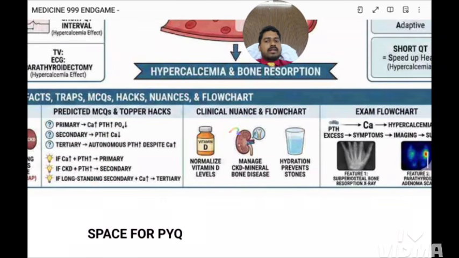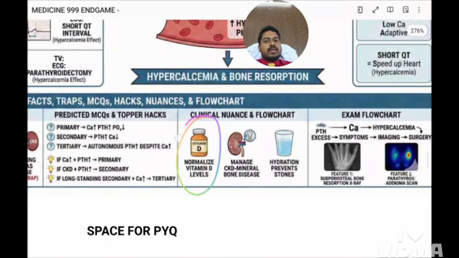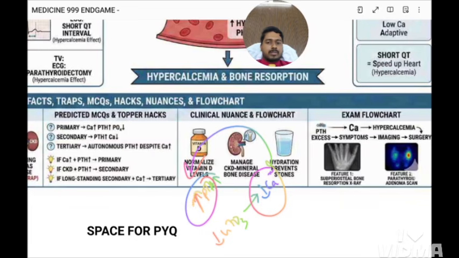Next. What are the other things? When you treat hypercalcemia or hyperparathyroidism, always check vitamin D levels, because if vitamin D levels are low, PTH is automatically going to be high, because decreased vitamin D3 levels will cause decreased calcium, and this decreased calcium will stimulate increased PTH. So you should be very careful.